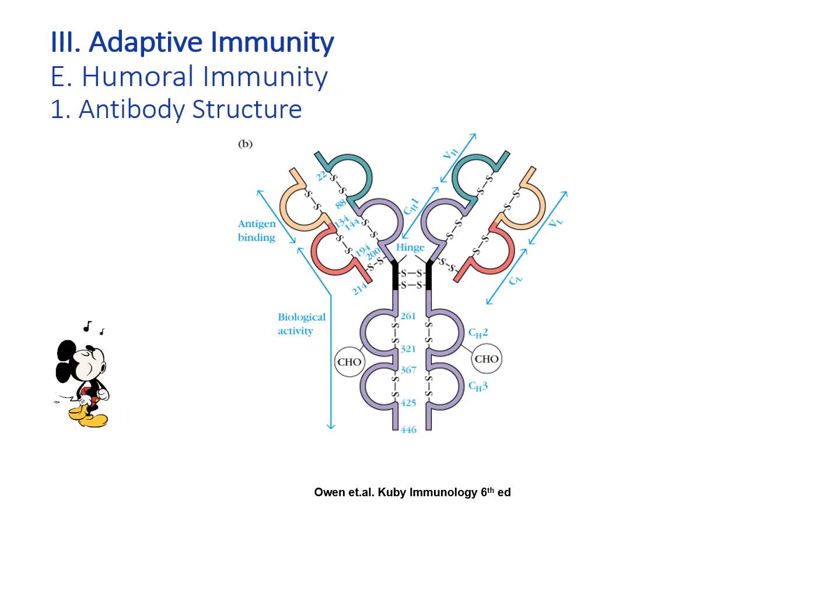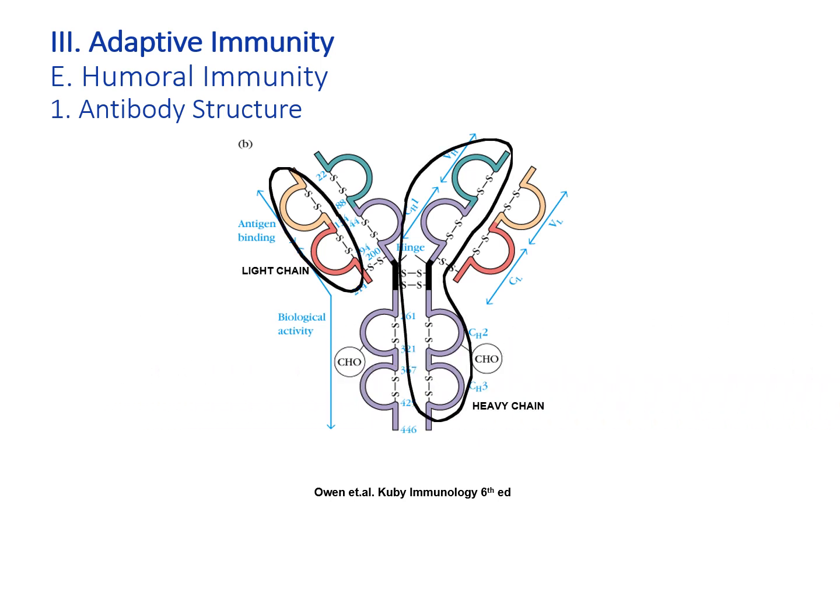All antibodies have the same basic 4 polypeptide chain unit. So they have 2 light chains and 2 heavy chains. The class is defined by the heavy chain constant regions. So we have IgM, IgG, IgA, IgD, and IgE.